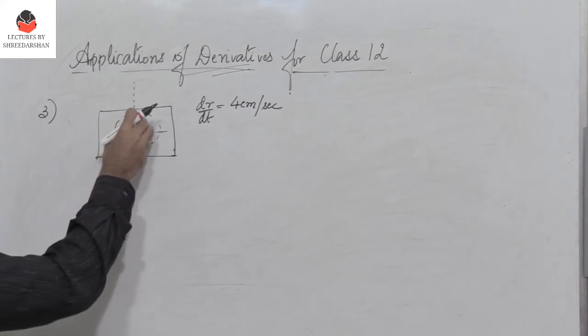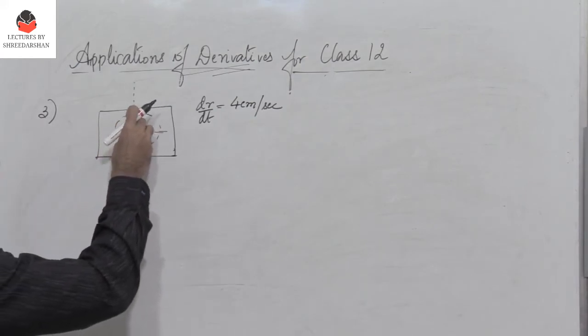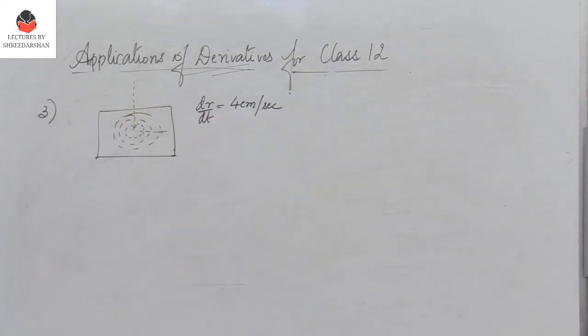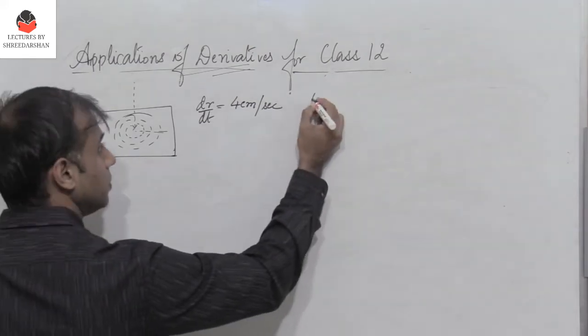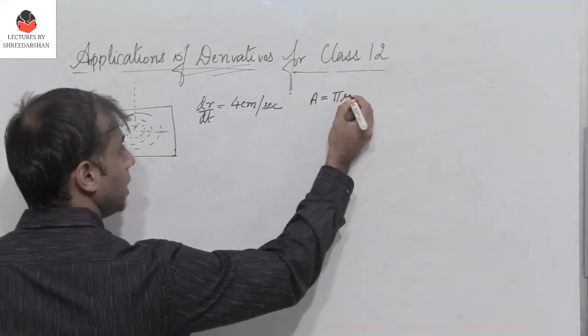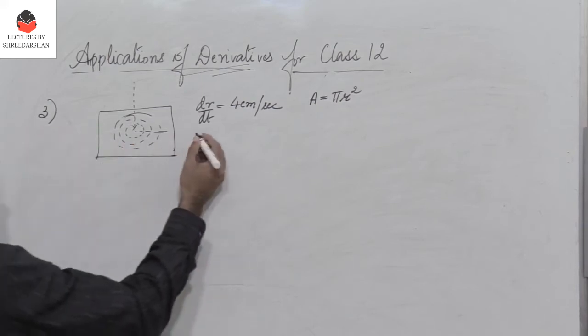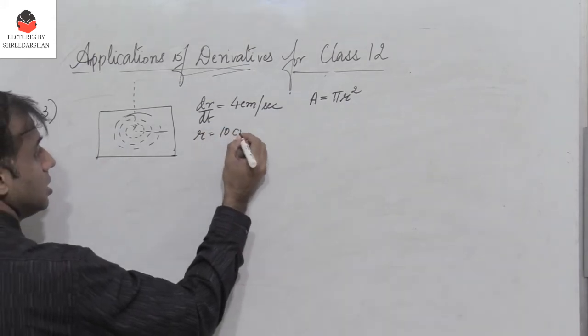Right? So the circles are moving. The radius of the circle is becoming bigger and bigger, and it is moving at the rate of 4 centimeter per second. Now we need to find the rate of change of the area enclosed. So how fast is the area increasing? Area is given by pi r square. So I need to find out how fast the area is increasing, which is dA by dt, when the radius is equal to 10 centimeters.